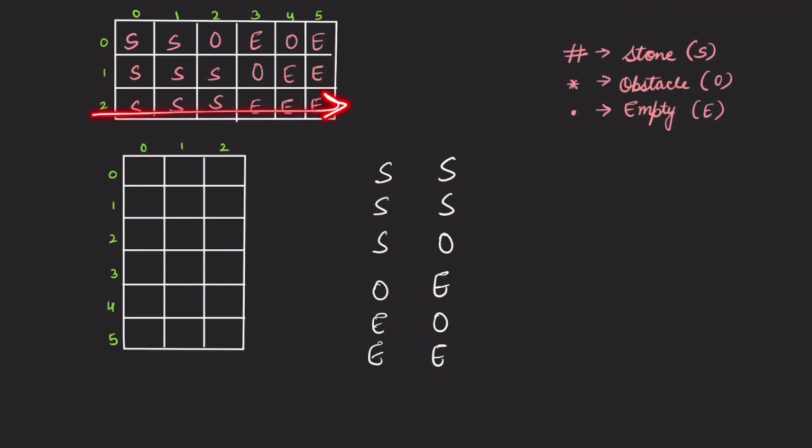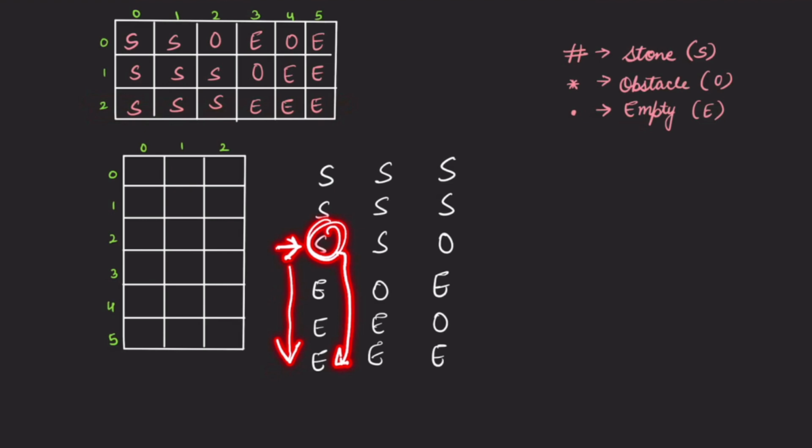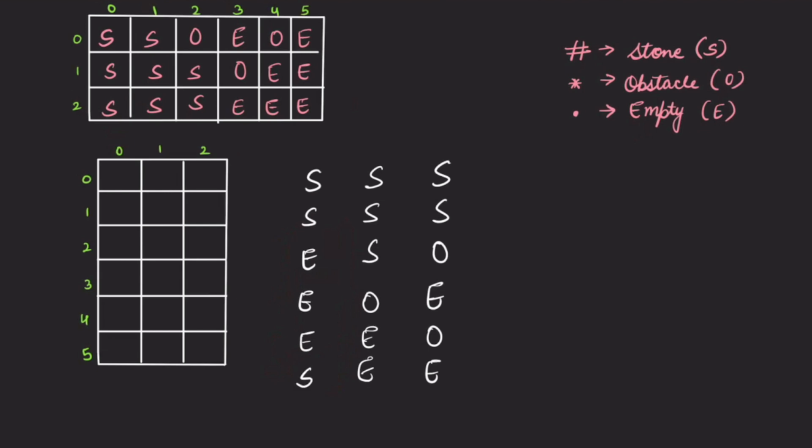Then let's come to this particular row. So this is S, S, S, E, E, E, right? Now if you see, this is empty, this is empty, this is empty. For this stone, there is no obstacle or any other stone in between, right? So this stone will fall to the lowest empty cell, which is this one, right? So this stone will come here. This cell will become empty now, and that stone will come here, right?